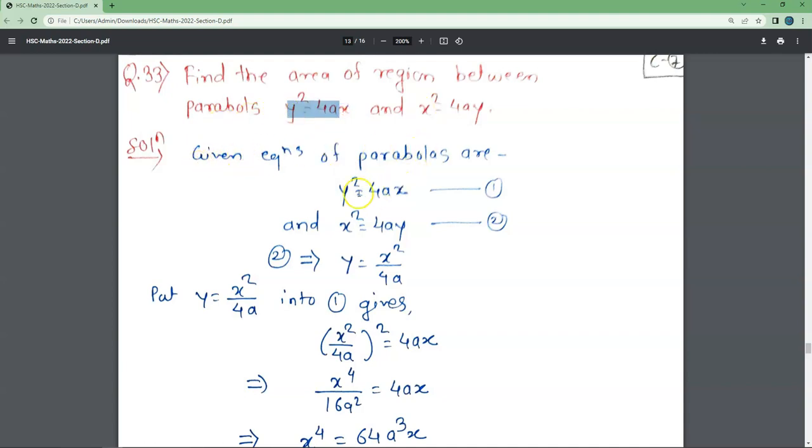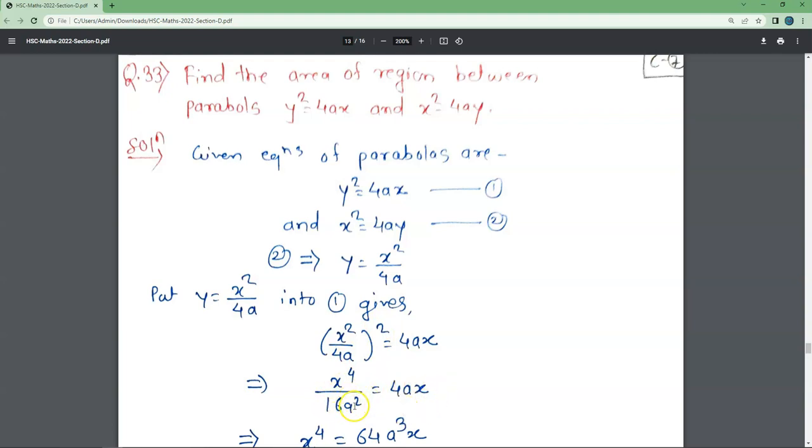So the given equations of parabolas are y square is equal to 4ax and x square is equal to 4ay. From the second equation, what value of y do we get? y is equal to x square upon 4a. Now put this value of y into the first equation, y square is equal to 4ax. What do we put for y square? x square upon 4a, bracket square, is equal to 4ax. So x to the 4, over 16a square, is equal to 4ax.